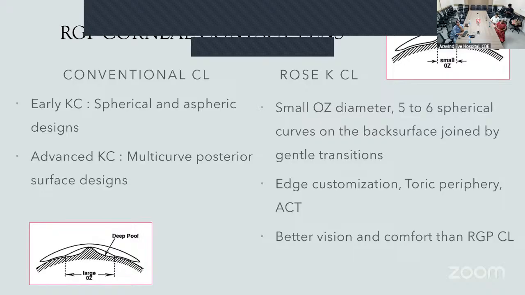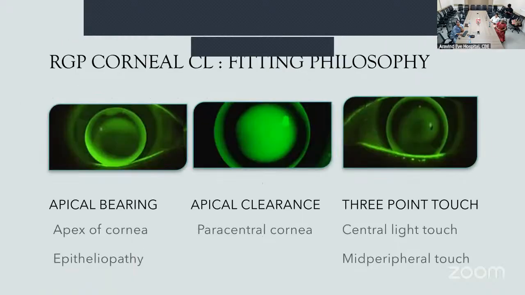So what are the fitting philosophies for RGP? You have apical bearing, wherein the weight of the lens rests on the apex of the cornea, whereas in apical clearance, the lens weight rests on the paracentral cornea. The ideal fit that we need to achieve in keratoconus is the 3-point touch, where you have a central light touch and a mid-peripheral touch. The weight of the lens is shared in the center as well as in the mid-periphery.